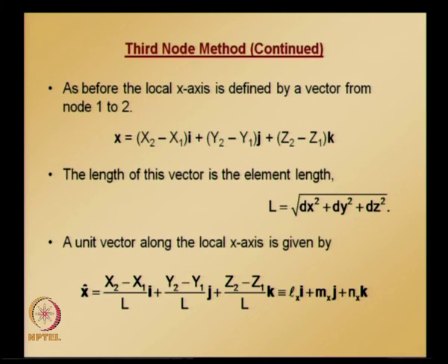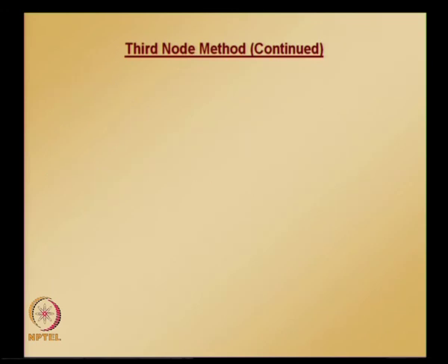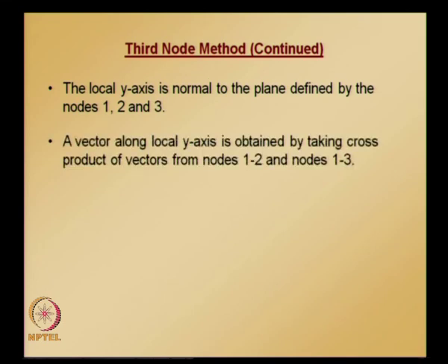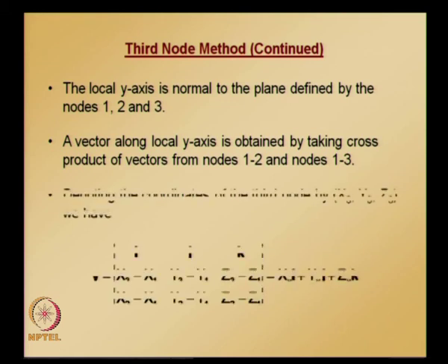And now the local y axis is normal to the plane formed by nodes 1, 2, 3. So, first we need to calculate the vector connecting nodes 1 and 3, and once we take the cross product of that with respect to the vector connecting nodes 1 and 2, we are going to get the vector along the local y axis. The local y axis is normal to the plane defined by nodes 1, 2, 3. A vector along the local y axis is obtained by taking the cross product of vectors from nodes 1, 2 and nodes 1, 3.